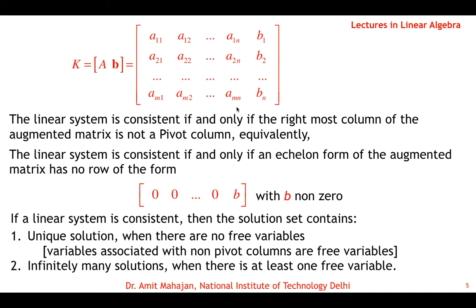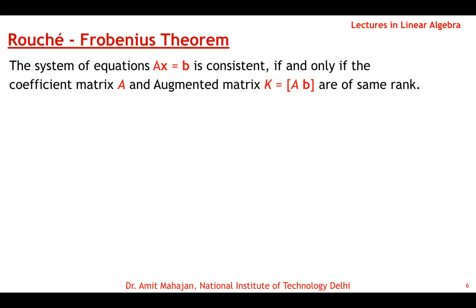This same result was given in the Rouche-Frobenius theorem, but there, instead of talking about the equivalent form and the pivot columns or non-pivot columns, they talked about the rank of the matrix.